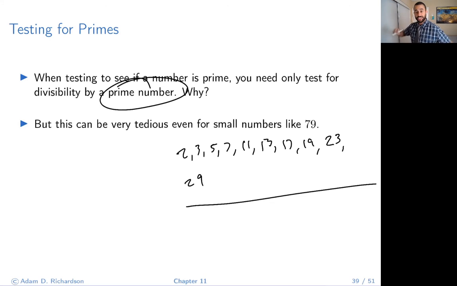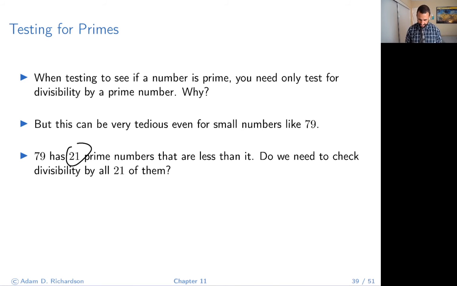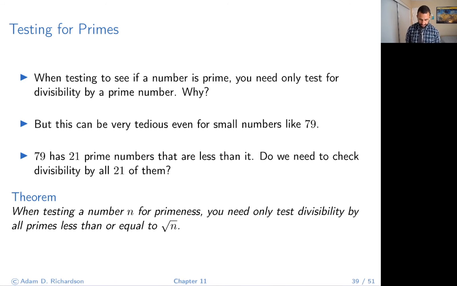Here's the question. Do you think we need to test divisibility by all 21 of them? You can probably guess that the answer is no. There's a shortcut.